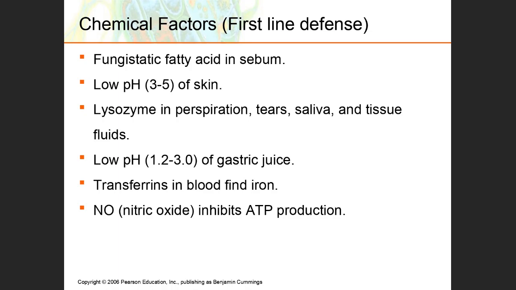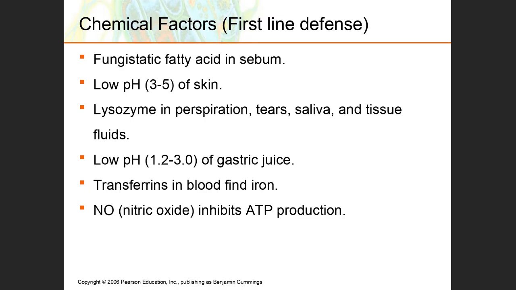Lysozyme is found throughout our entire bodies. It's found in sweat, tears, saliva, and tissue fluids. So it's very, very common. Remember, it helps to break down bacterial cell walls, which is why bacterial viruses use it, right, to gain entry into the bacterial cell. So that tells you something not only about how long lysozyme has been around, but how long viruses have been around.